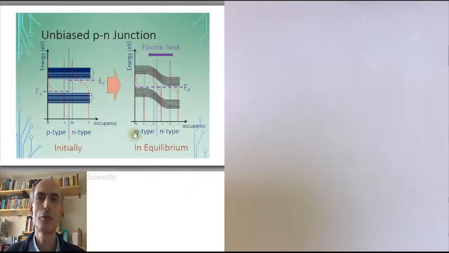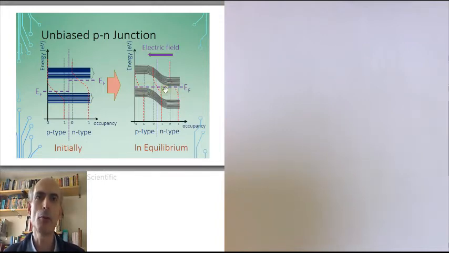We can represent what's happening in terms of these energy diagrams like this. Initially, when we put the two bits of semiconductor together and let them achieve an equilibrium, the electrons from this part of the n-type material will drop down into these vacant states in the p-type material. And they'll continue to do that until the Fermi level equalizes across the junction.